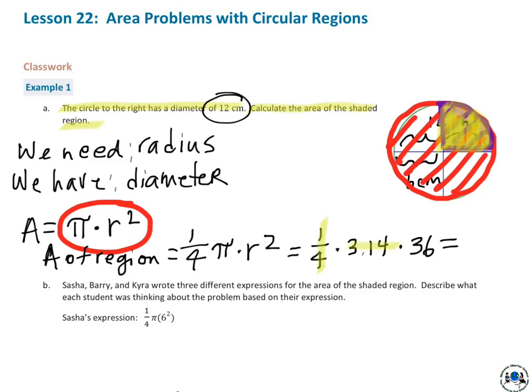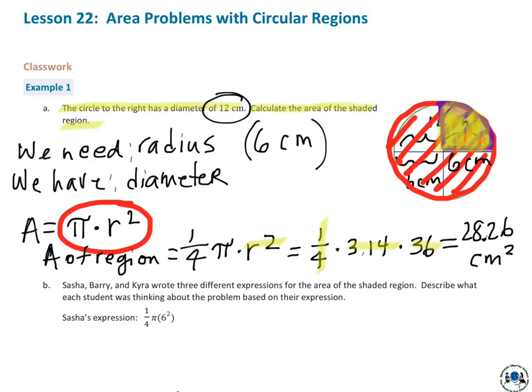3.14 is my pi, and then 36 is my r squared, of course, because my radius, just to remind us, is 6 centimeters. That's right there, 6 centimeters, so that is 6 squared. Continue, and that gives me 28.26 centimeters squared, or squared centimeters.